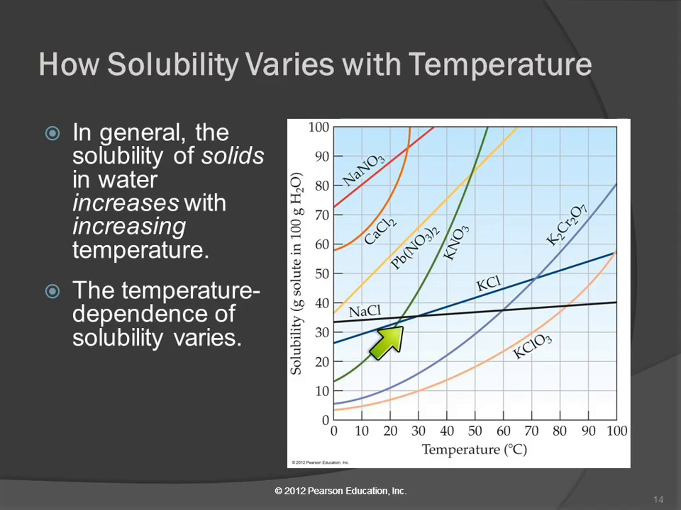At room temperature, about 25 degrees, it's about 35 grams per 100 grams. At 50 degrees, it's close to 90. It changes a great deal. Most of them go up in solubility. There are a couple that become less soluble, but generally solids will increase in solubility as the temperature increases.